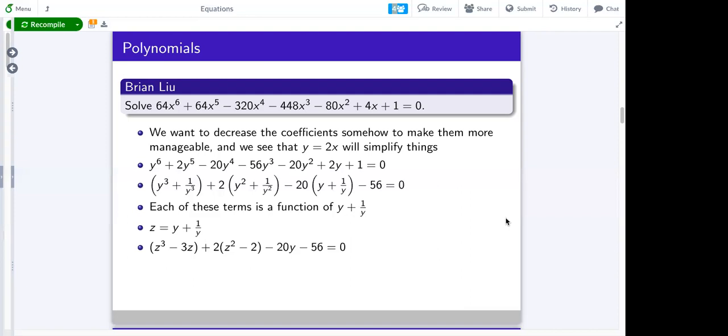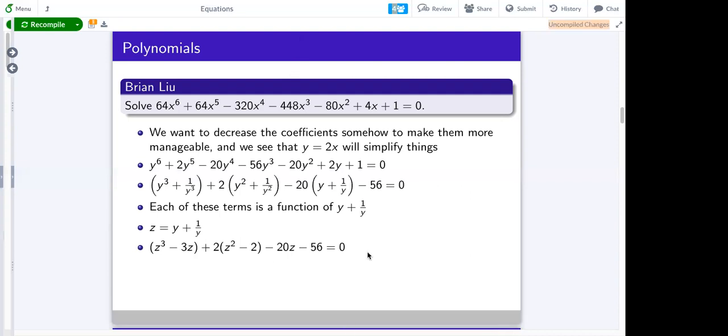Yes, you are correct. That should be a z. Do you guys see that y cubed plus 1 over y cubed works? If you take y plus 1 over y, cube it, and then subtract 3 times y plus 1 over y, the 3 times y plus 1 over y term will cancel, and what you're left with is what you want. So that's the general idea.